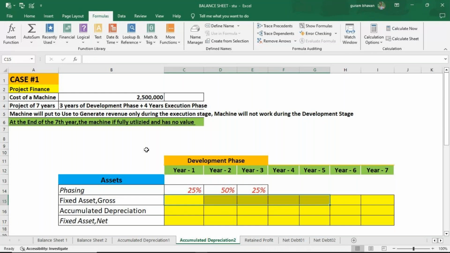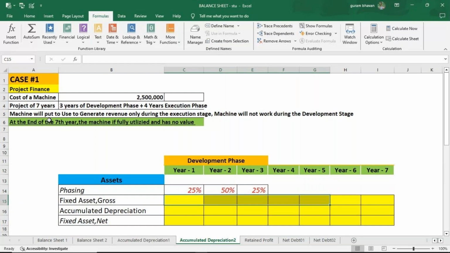So here we are talking about project finance. Cost of machine: we are going to buy a machine worth 25 lakh. The project is for 7 years, and they are telling us there are 3 years of development phase. 3 years of development phase means we are not going to use that machinery. Plus 4 years execution phase, which means from the next year we are going to make use of that machinery for another 4 years.